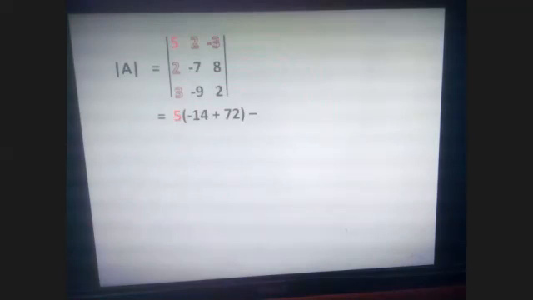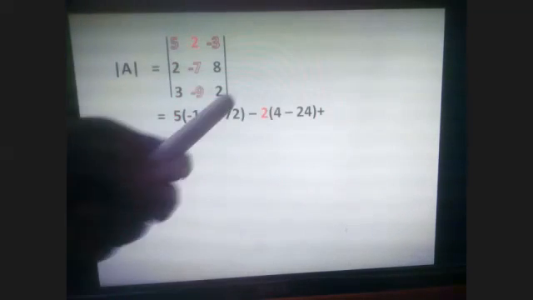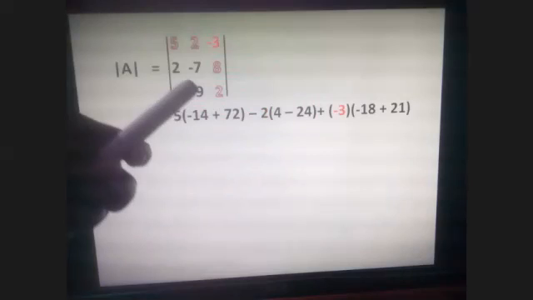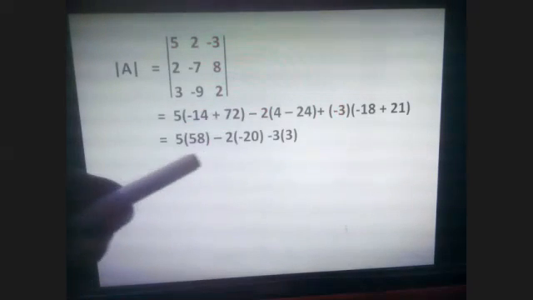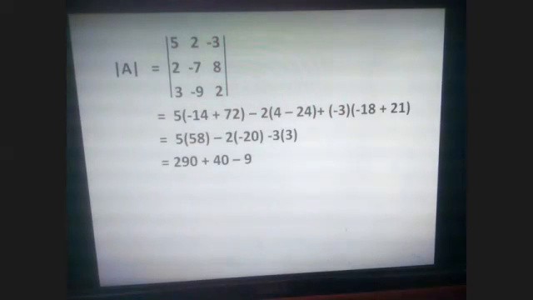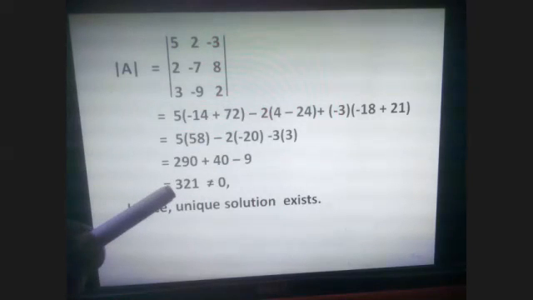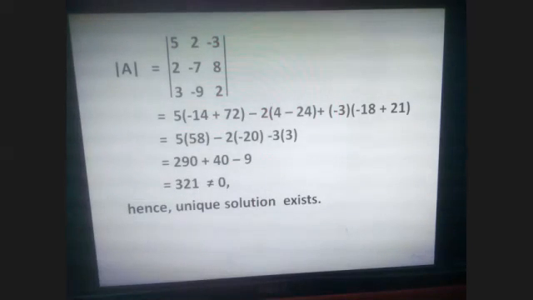Determinant of A, can you calculate? That is 5 into minus 14 plus 72, minus 2 into 4 minus 24, minus 3 into minus 18 plus 21, and that happens to be equal to 321, which is not equal to 0. So this is the case when the determinant is non-zero, a unique solution. When determinant is 0, we'll consider another case.